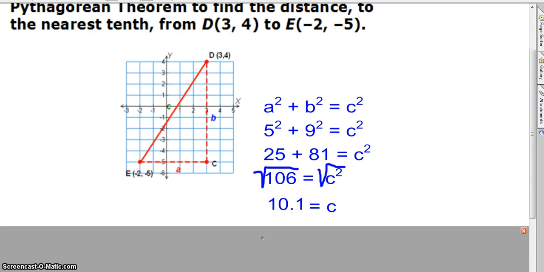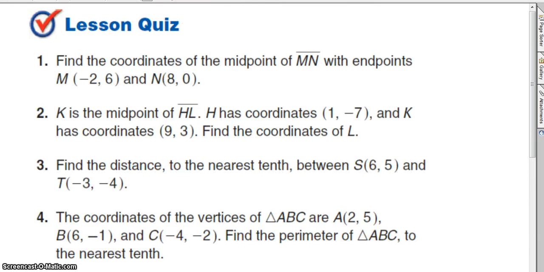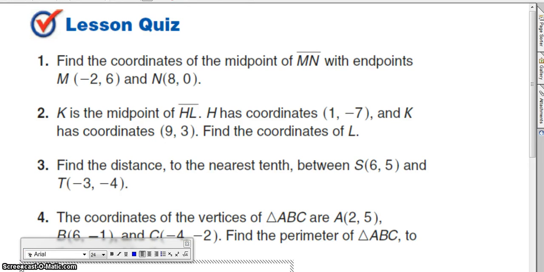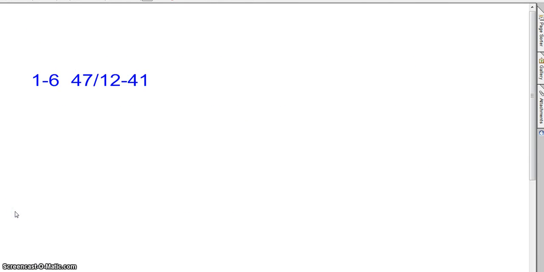Very good. Okay, so take this quick lesson quiz, give that a try in your quiz and warm-up book, and then you may get to work on your lesson today. Don't forget to pause this, take the quiz, and then I'm going to advance it to the next slide for your assignment. There you go.